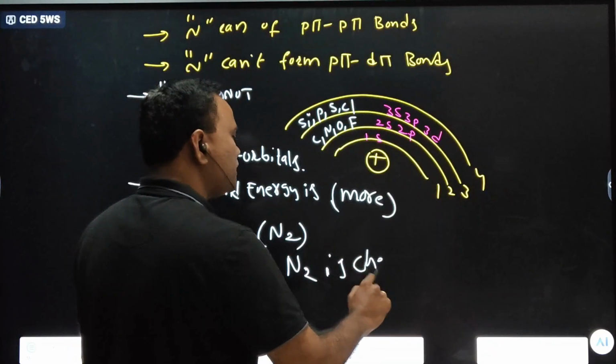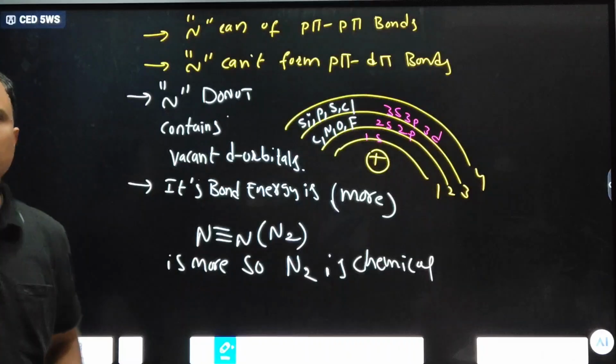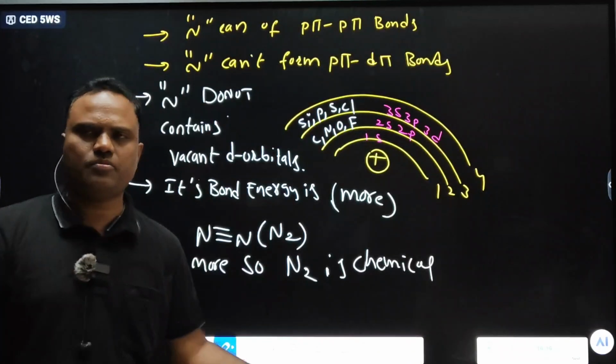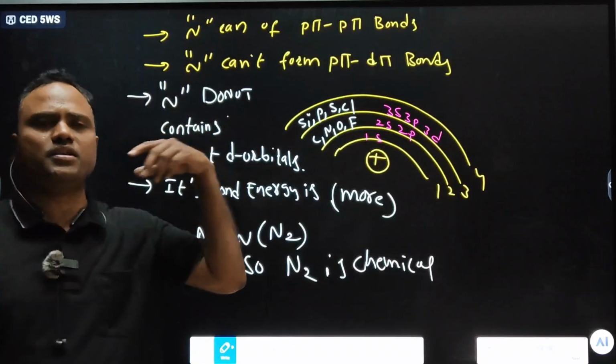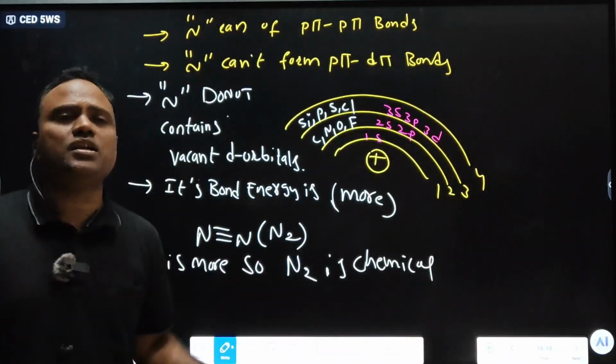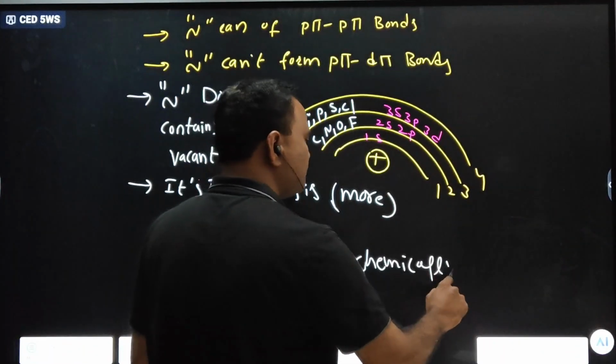At normal temperatures it is inert. In the air, N2 is there in a stable form only. But when you increase temperature to drastic conditions, it will react with others. But normally it is inert. Why? Due to strong bond energy, it is chemically inert.